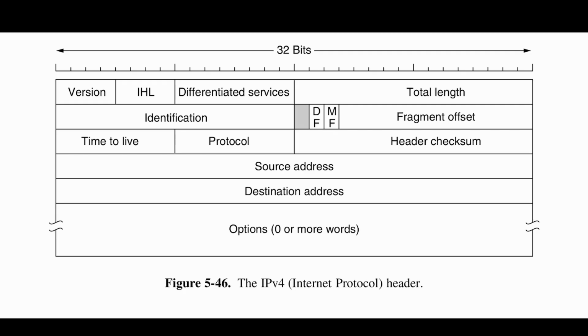The second row is all about fragmentation. Sometimes a packet is too big for a network to handle in one piece. Identification. This number helps the destination put all pieces of a fragmented packet back together.